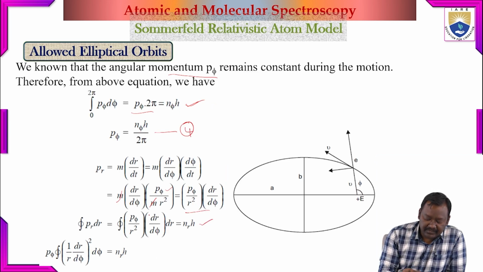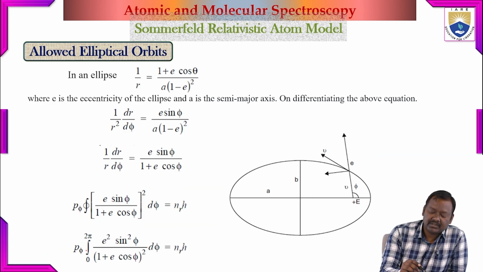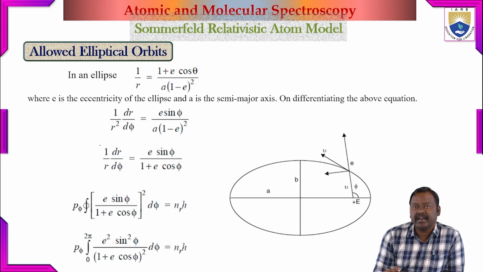Okay, so here this equation again can be written like this: (1/r dr/dφ) whole square dφ equal to n_r h. And to evaluate this equation, let us simplify the term 1/r dr/dφ in terms of φ. For that, we need to take an expression relating the radius vector and the eccentricity of the ellipse.